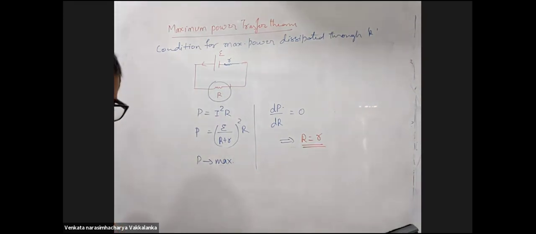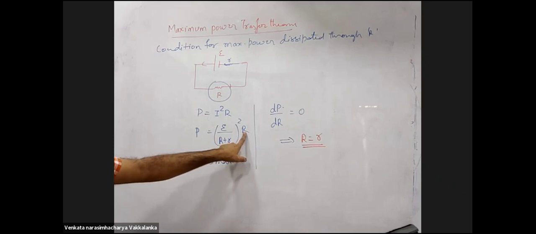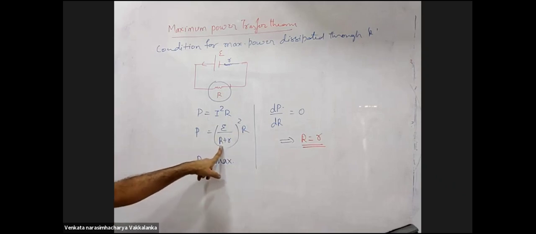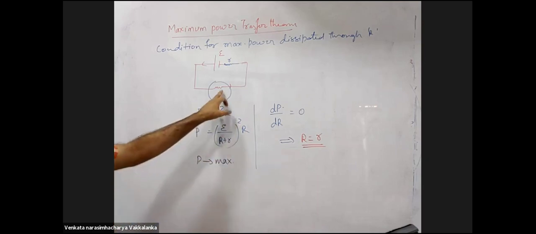Sir, I didn't understand how it will happen physically, intuitively. See, there is a compromise between the value of R. R comes in the numerator as well as denominator. Yes, sir. So it is an adjustment between the two when both are equal.